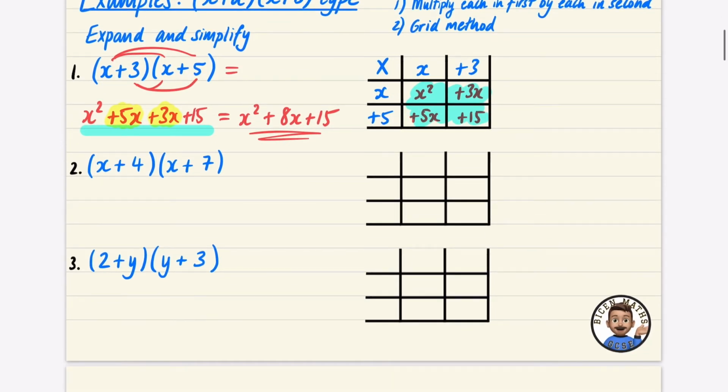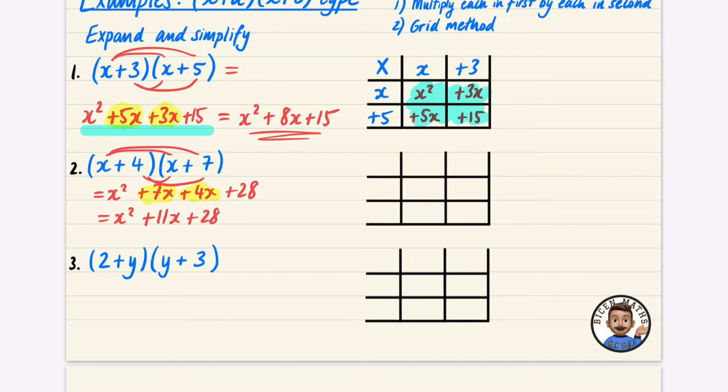Okay, so I'm going to do both methods and maybe go a little bit quicker with some of these. So I'll do the x times the x, which is going to give me x squared. I'm going to do the x times the 7, which is 7x, the 4 times the x, which is 4x, and the 4 times the 7, which is 28. These two in the middle, the 7x and the 4x, you can add together to get 11x. So it's x squared plus 11x plus 28.